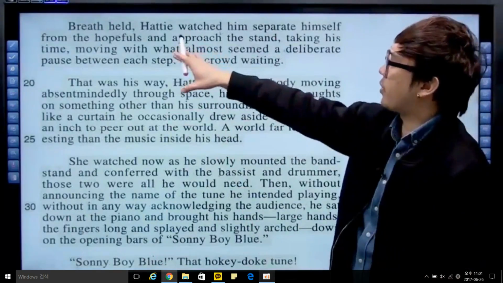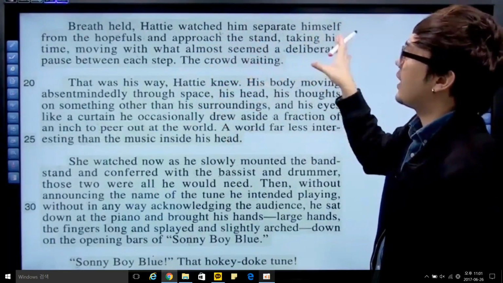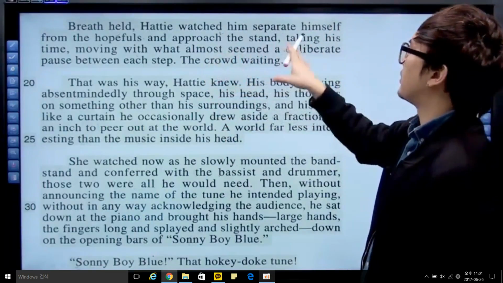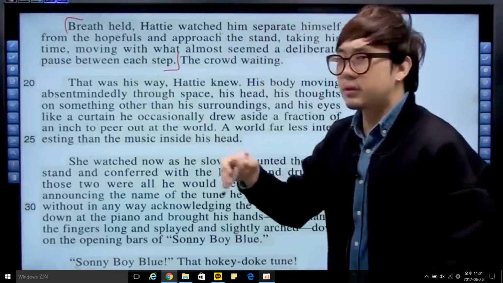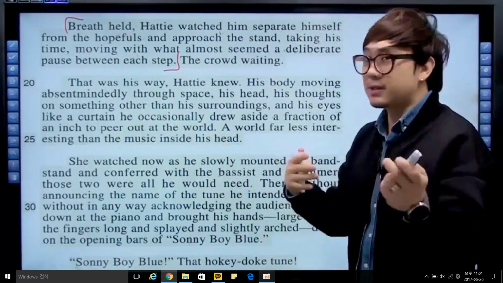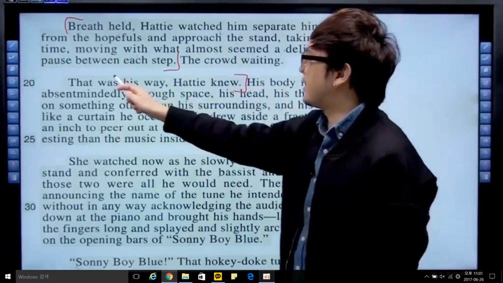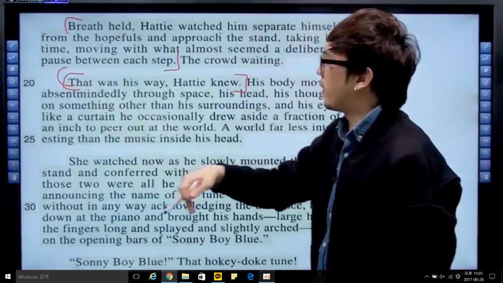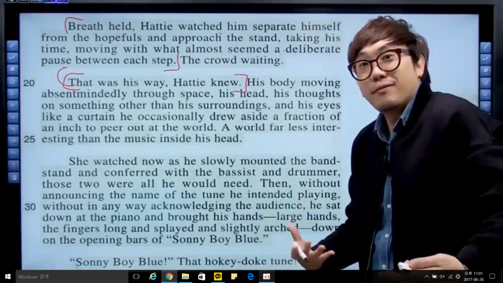All right, moving on. Breath held. Haiti watched him separate himself from the hopefuls and approach the stand, taking his time, moving with what almost seemed a deliberate pause between each step. So you're explaining how he was getting onto the stage, right? That's a minute past, people. That was his way, Haiti knew. So that was his way, as in he was a strange person in a way that he had his own approaches. You know, he had his own sort of feel to it, right?